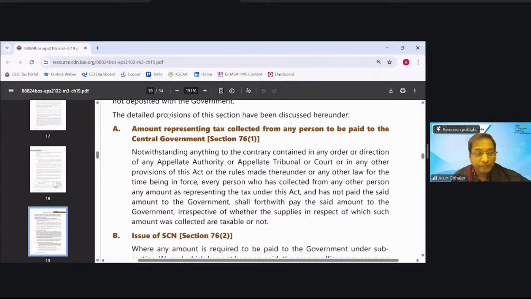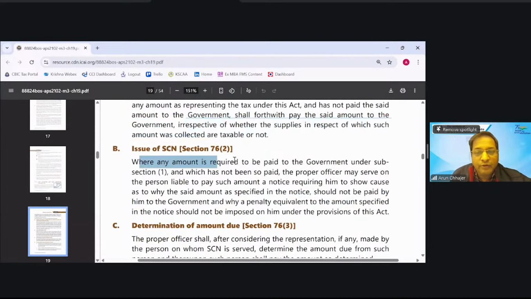Amount representing the tax collected from any person to be paid to the Central Government: notwithstanding anything to the contrary contained in any order, direction, or authority, tribunal, court, in any other provision or the rules made thereunder or any other law for the time being in force, every person who has collected from any other person an amount representing the tax and has not paid the said amount to the government shall forthwith pay the amount, irrespective of whether the supply in respect of which the amount was collected is taxable or not. This point is clear. I have given the example also below: supply, composition dealer, exempted supply. So the amount that I collected in the name of tax, I will have to give to the government, even though the supply is not taxable.